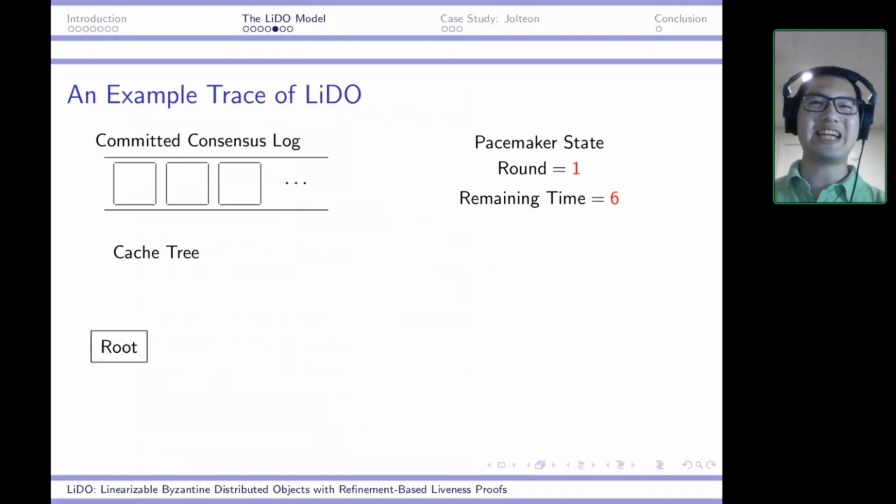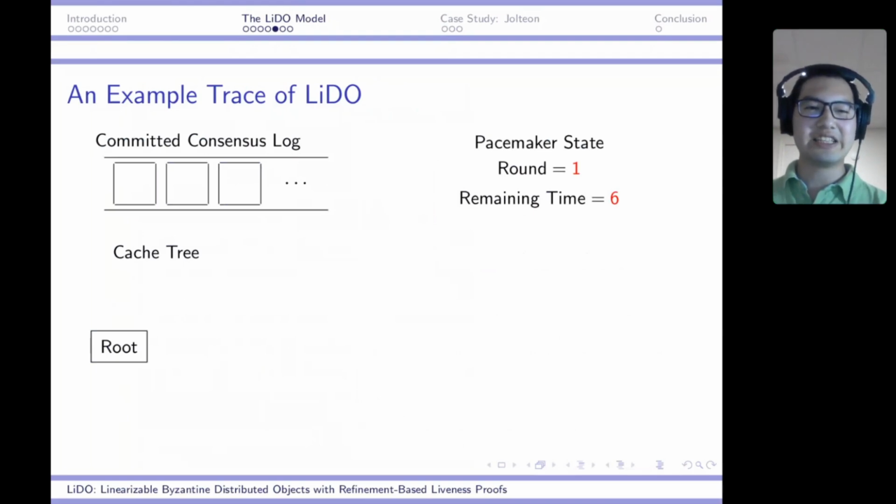So to see how this works in practice, I will show an example trace of LiDO. On the top right part, we see the pacemaker state, which consists of round and remaining time. In the bottom part, we have the cache tree, which initially contains only a single node called the root node. And on the top left part, we see the committed consensus log, which shows how LiDO refines SMR. So let's assume that GST does not occur until the third round. So in the first two rounds, the operations may or may not succeed.